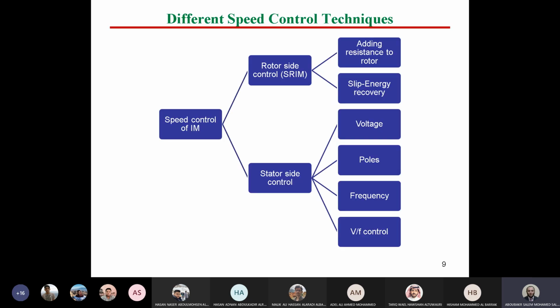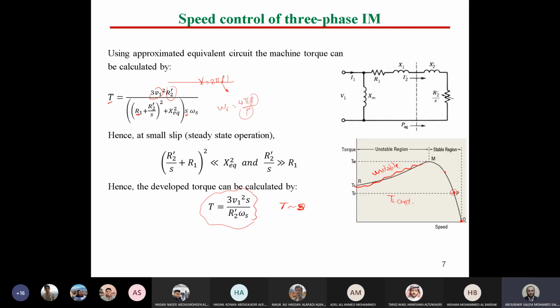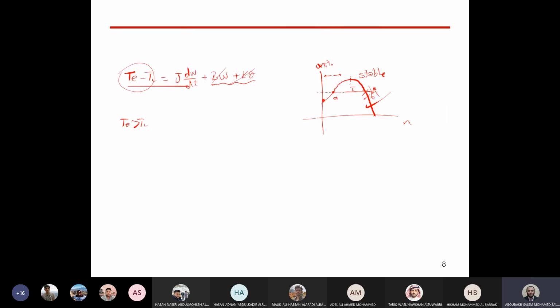So turning back again to the characteristic, we will care about the linear part, which represents the stable region of the induction machine. So now our target is to move this line, guys, or consider only this line during speed control. Okay? How can we move this line? So we discussed now 4 different variables: V, R2 prime, F, and number of poles.